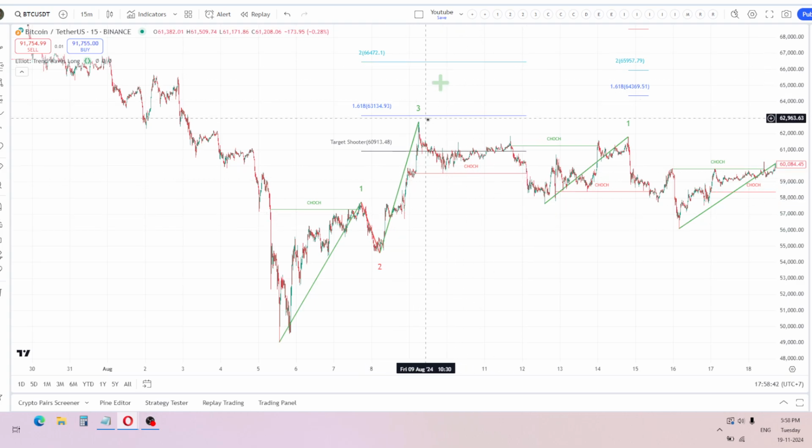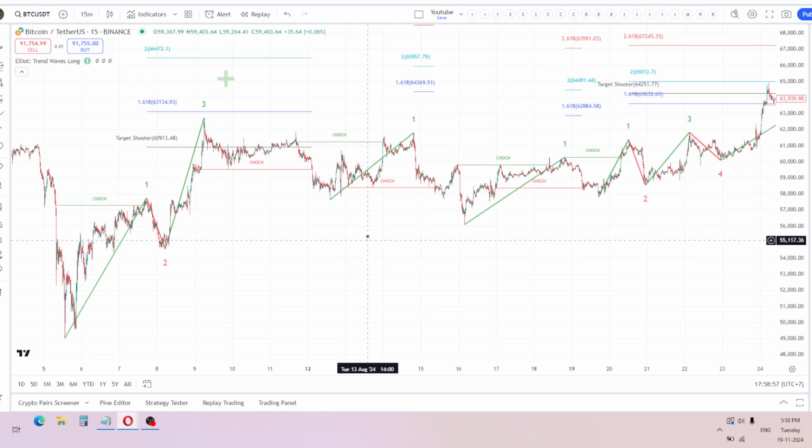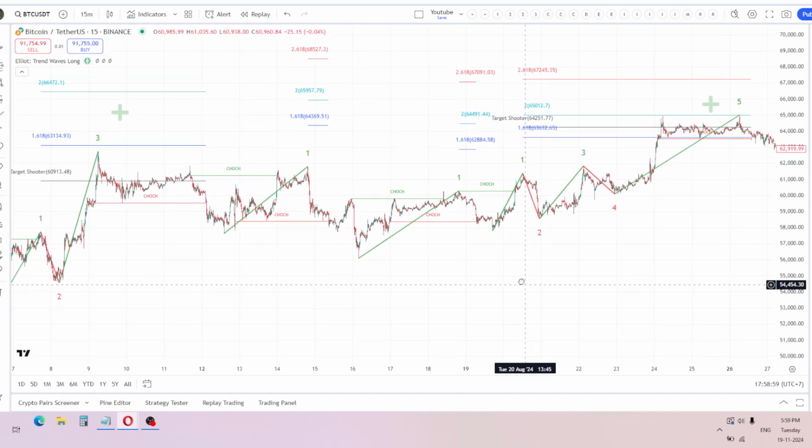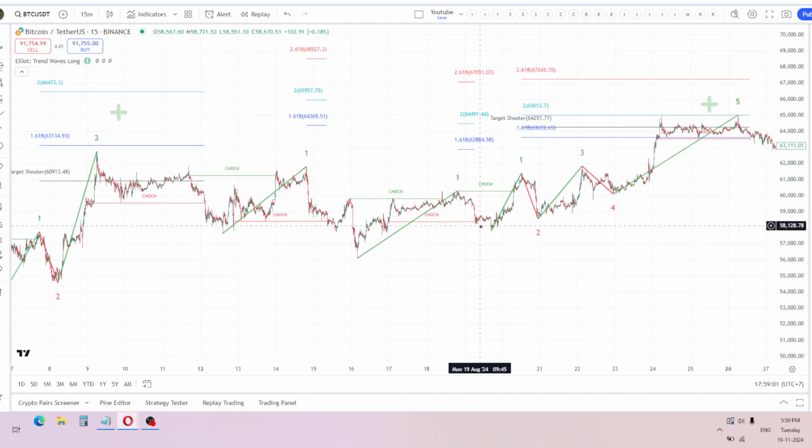So if entry to the trade happens here and exit here, it's marked with plus, in a profit, and also fixed profit at the target shooter goal. No entry here, no entry because of change of character.